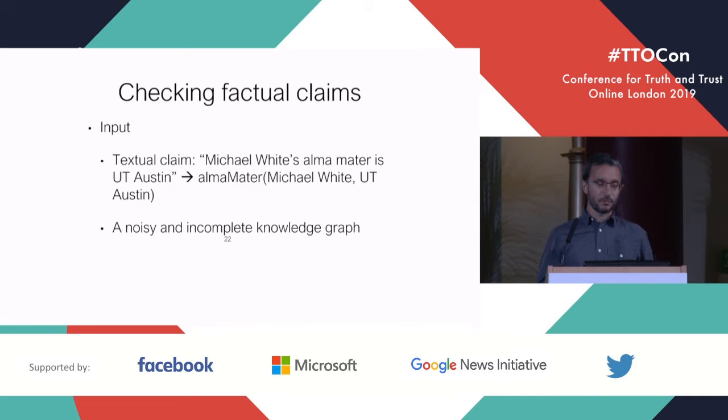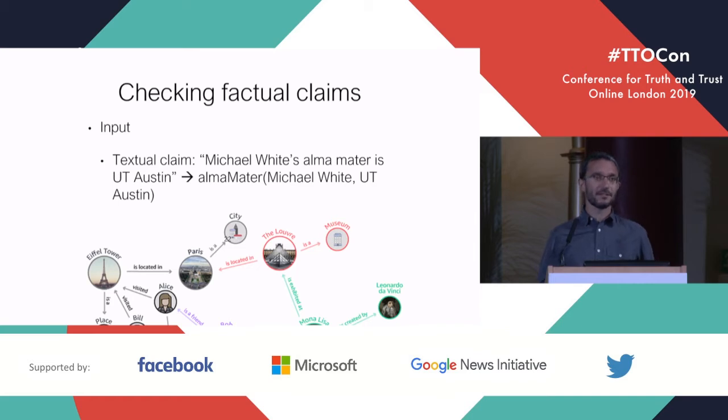Then we also take as input a noisy and incomplete knowledge graph. This is basically a database expressed as a graph that contains semantic information. In this little example, you see Paris, which has the type city, and it's in relationship with the Eiffel Tower and the Louvre because they are both located there, and the Louvre is a museum, and so on. These types and relationships are the key to our ability to explain the facts, as it will become clear in a moment.